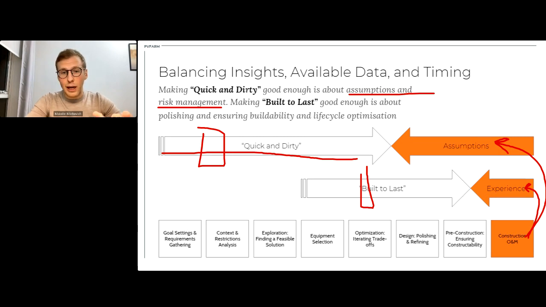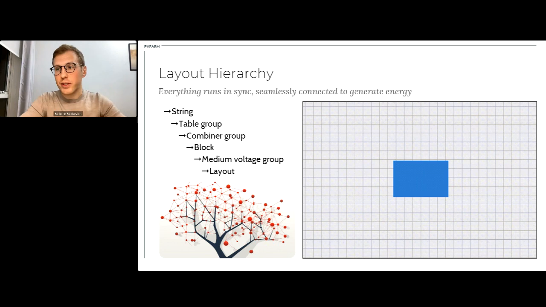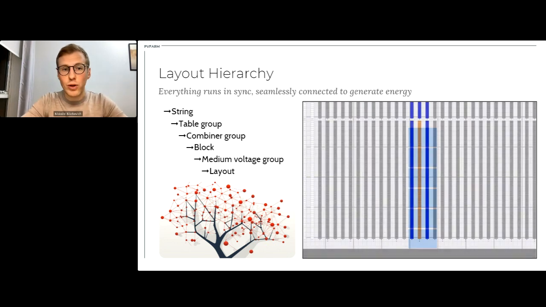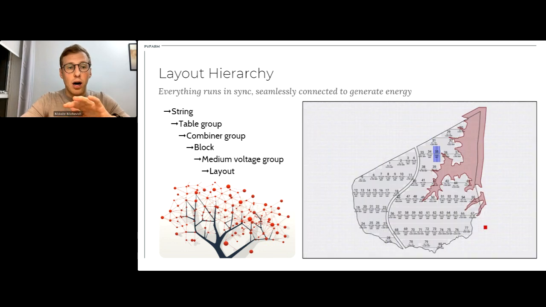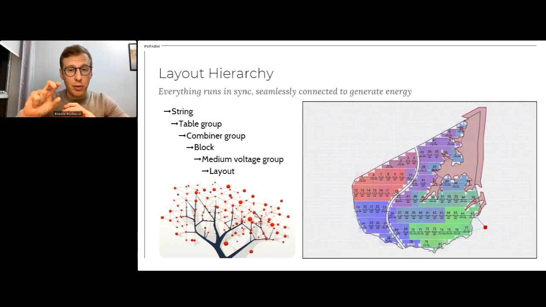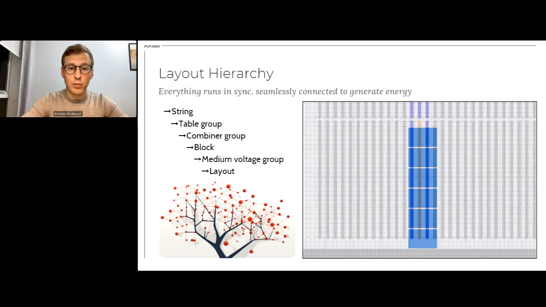So now let's talk about ways to design layout. That was the explanation of what's quick and dirty versus built to last. Before we talk about ways to design layout, and we will present a bunch of design workflows, I just want to explain the layout hierarchy first. Electrical hierarchy: tree and table group, which is trackers or fixed steel, then combiner group, block, medium voltage group layout.